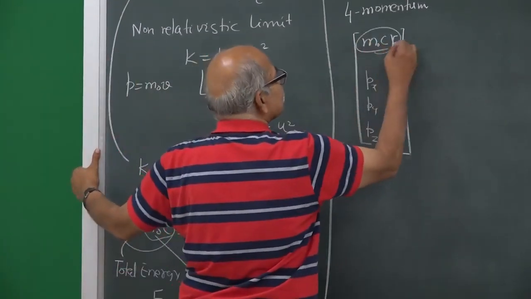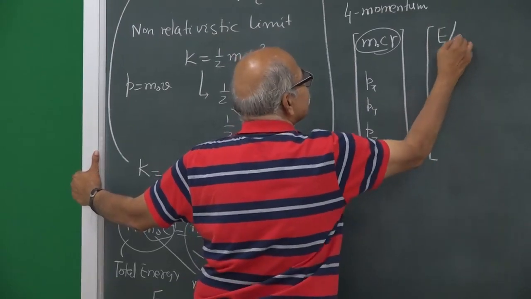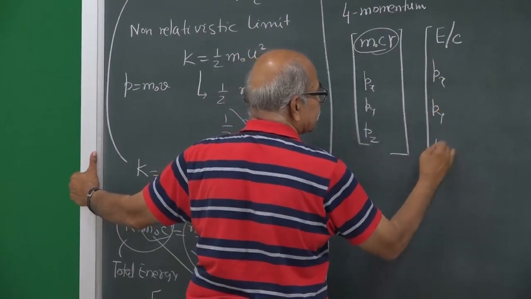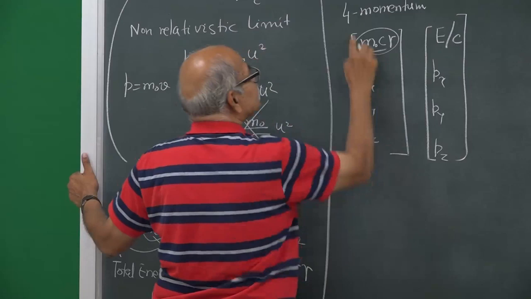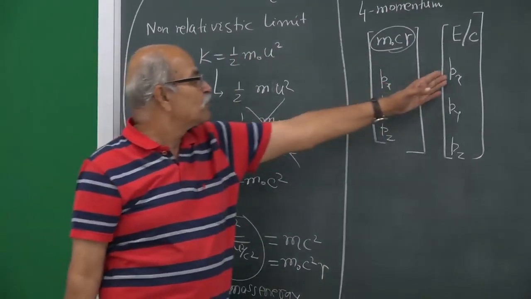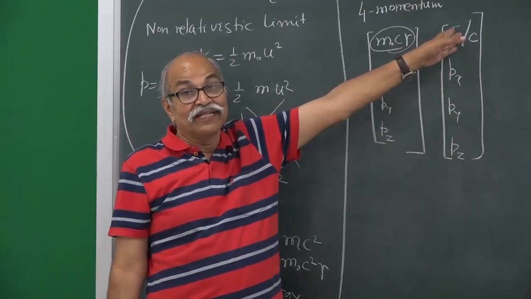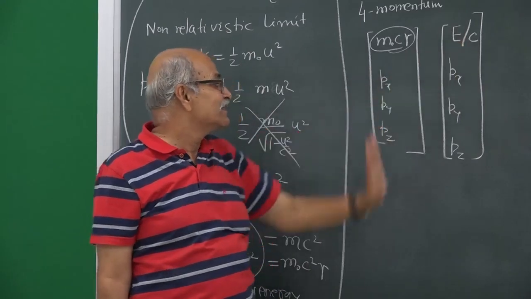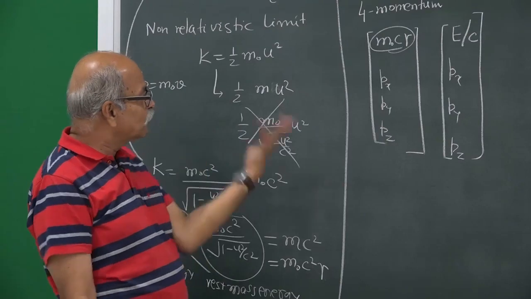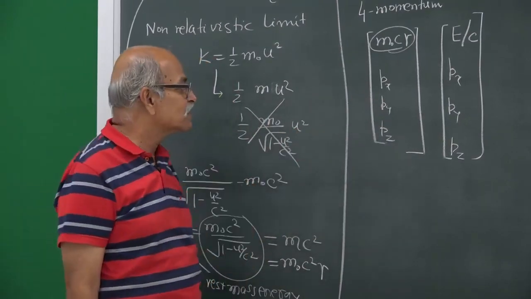This is nothing but capital E by c, total energy by c, px, py, pz. That is your 4 momentum, or momentum 4 vector. So, these 3 components give you momentum and the 0th component gives you total energy, capital E by c. This is a 4 vector, it transforms like ct, x, y, z, with the same Lorentz transformation.